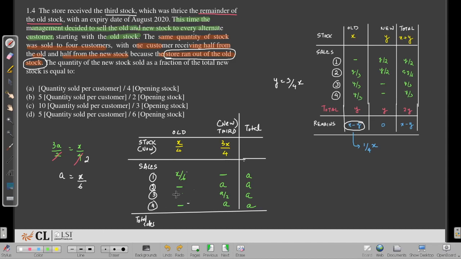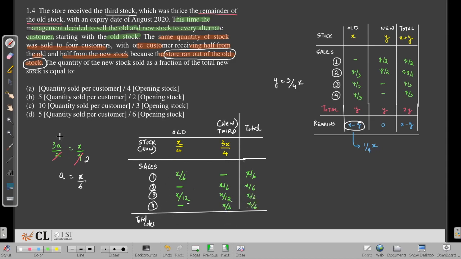Let's put it that way. A would be equal to X by 6, and A by 2 will be equal to X by 12. So we can change that information here. We have X by 12 and X by 6, and all of these fellows would have got X by 6 each. And that's what it is.